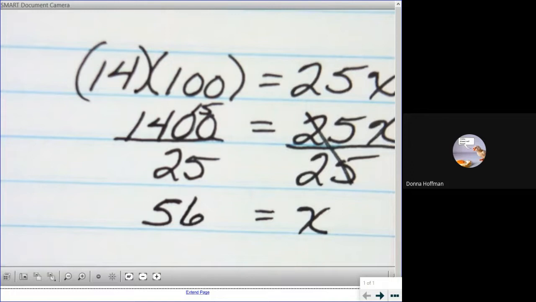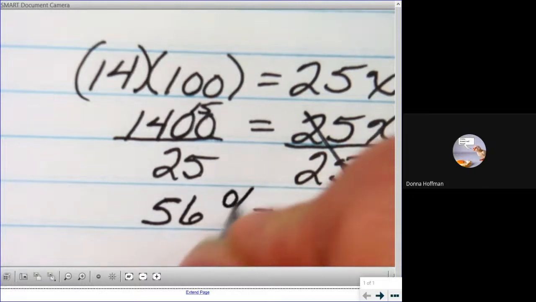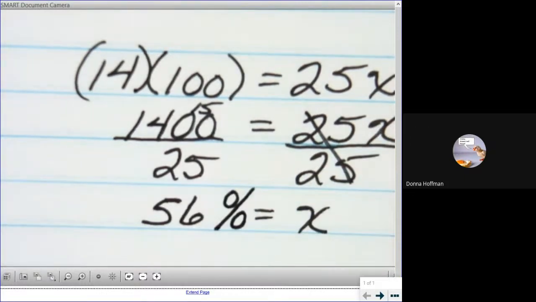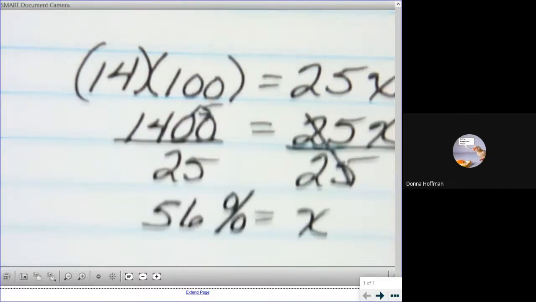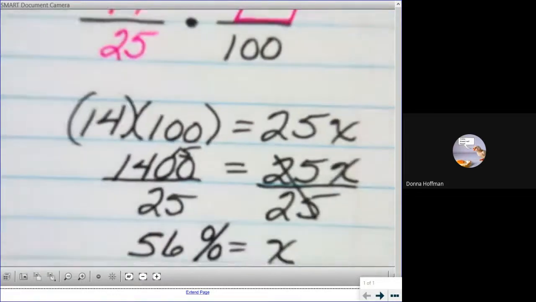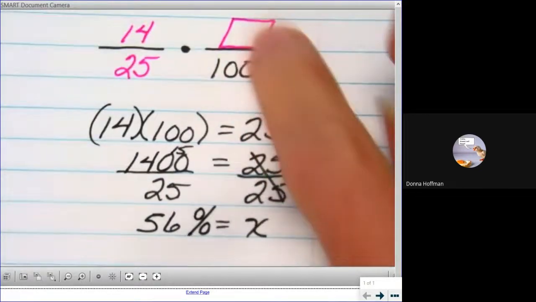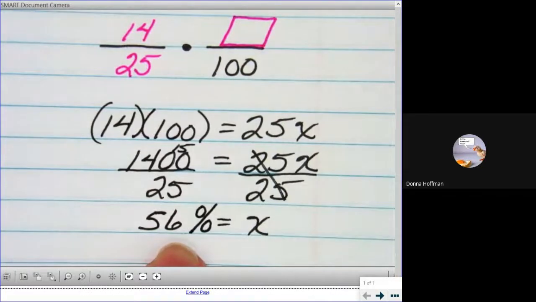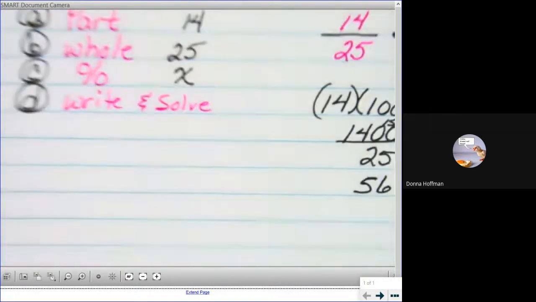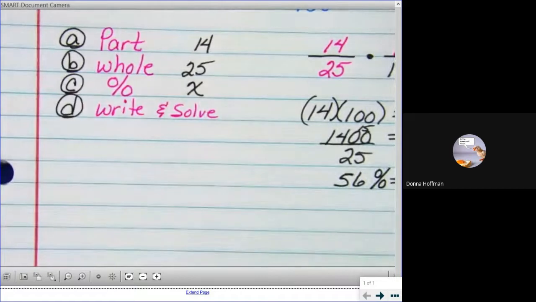Now, when you put this kind of an answer in, if you're looking for the percentage, guess what you must have? You've got to have that symbol. If that's the empty box you're looking for, you've got to put that percentage symbol. Okay, let's do another one. Yes. I told you the box is going to move.